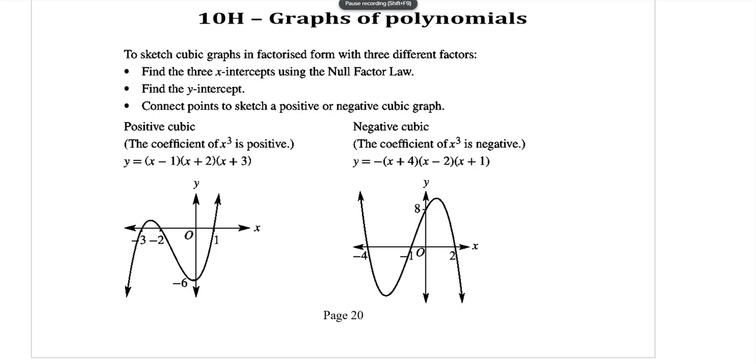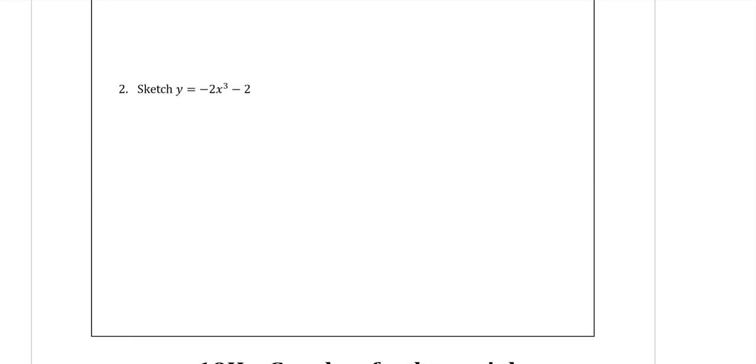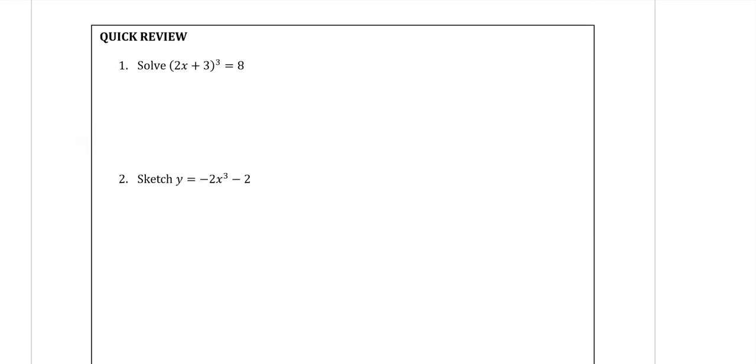Hello Year 10. Today we are going to be graphing polynomials, but before we start on the new work, let's quickly look at some cubics from last lesson. In question 1, we want to solve the equation (2x + 3) all cubed is equal to 8. To solve the equation, we're going to do the cube root of both sides. So the cube root of 8 is 2. Then we're going to move the 3 across to the other side, which will give us -1, and then divide by 2 to get -1/2.